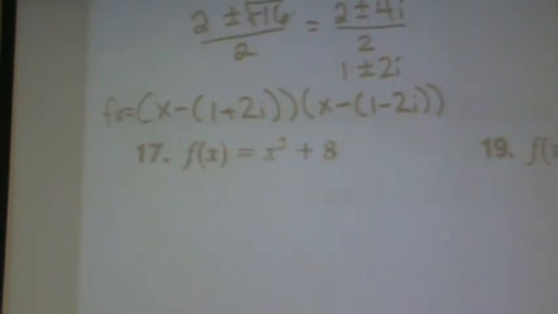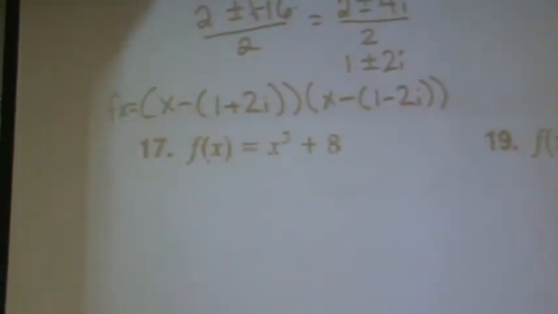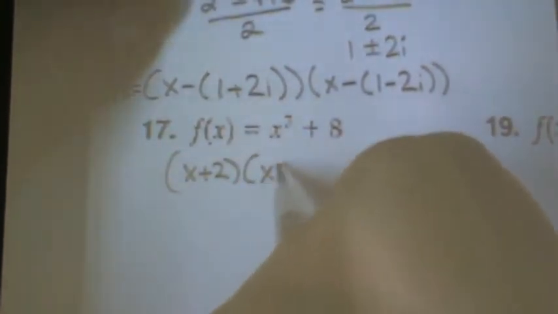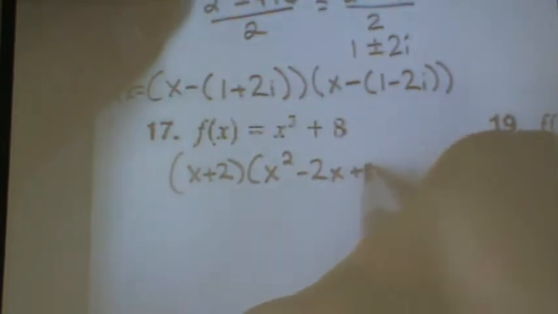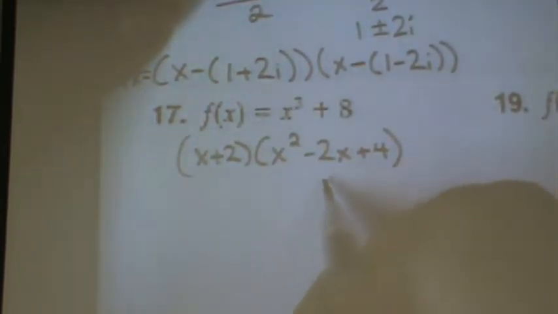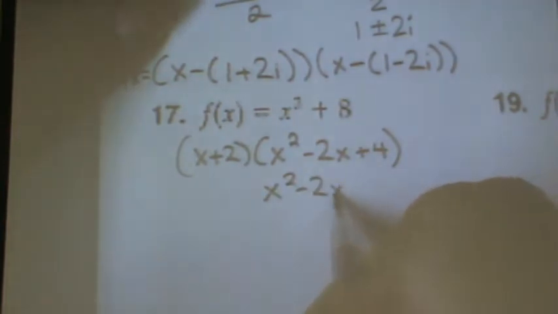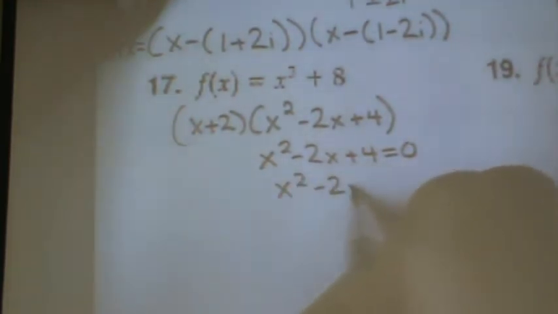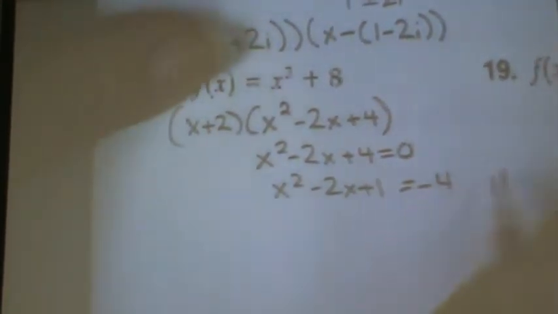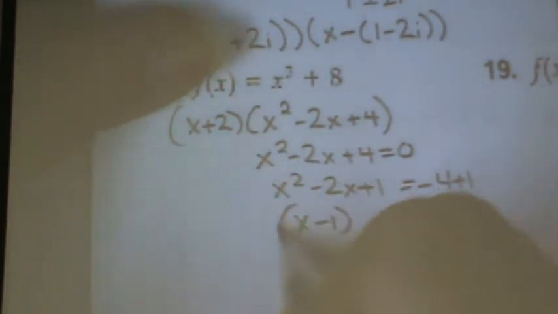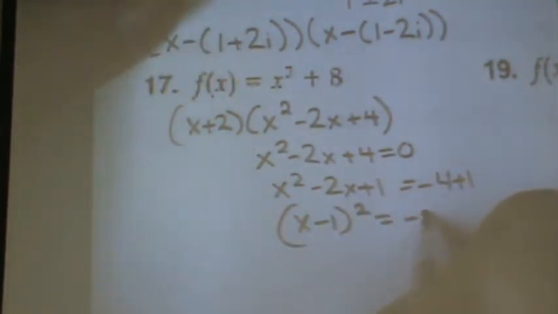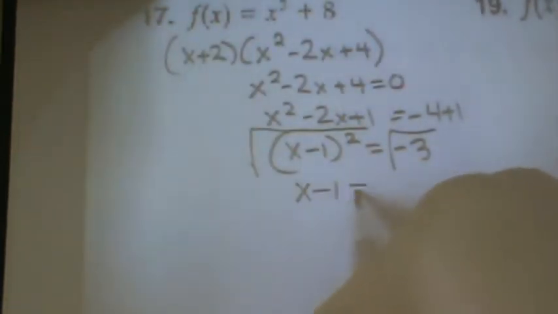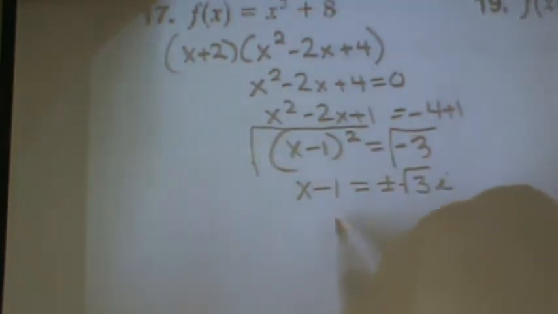Next, this is x cubed plus 8, and you're going to factor this to be x plus 2, and then x squared minus 2x plus 4. This one, I'm going to complete the square. So I'm going to set this equal to 0, subtract 4, half, add, so it's x minus 1, quantity squared equals negative 3. So if you take the square root, you get x minus 1 equals plus or minus root 3i, and then add 1.